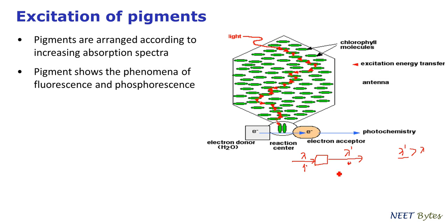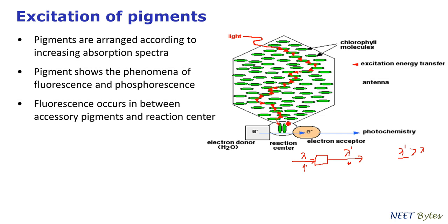So the wavelength is going to increase the moment any light passes through the photosynthetic pigment. In the case of phosphorescence, if I withdraw the light, the emission is not immediately withdrawn. It operates between the accessory pigments and the reaction center. So these are the accessory pigments and the reaction center. All the photosynthetic molecules present in the LHC are going to show the phenomenon of fluorescence. Now what is the advantage?